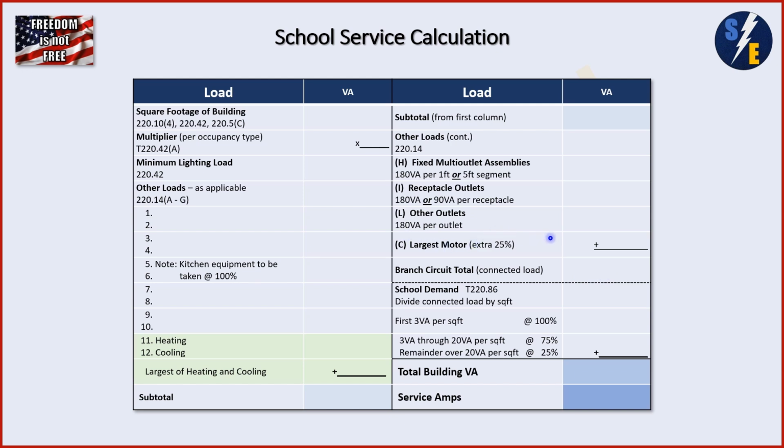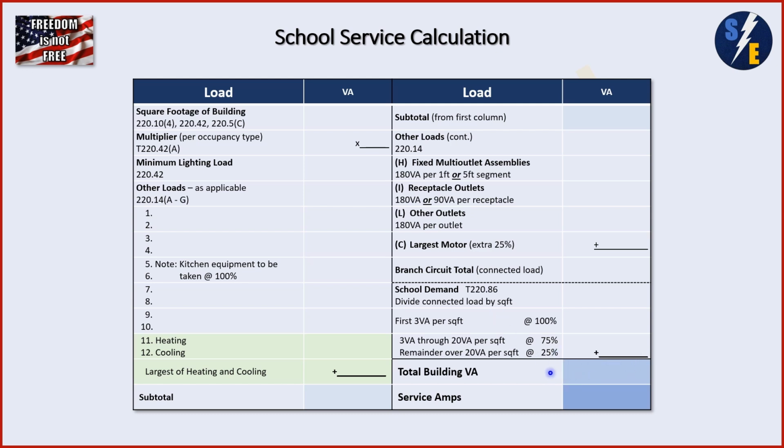Now it told us before that we can apply this to table 220.86, and this is where we get our demand. So this section here is for our school demand. And what we're going to do is take the connected load and divide the load by the square footage. You'll see when we get to this part in the video how this works and why we do it this way. But we basically take the square footage, find out what the VA per square foot is, and then apply the appropriate percentages to that. We'll come up with a total, and that is our building VA.